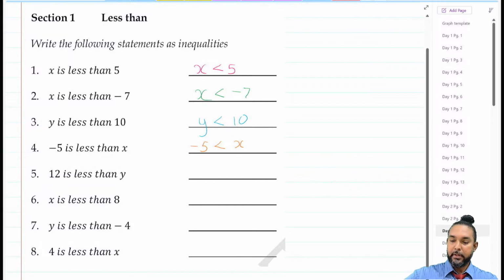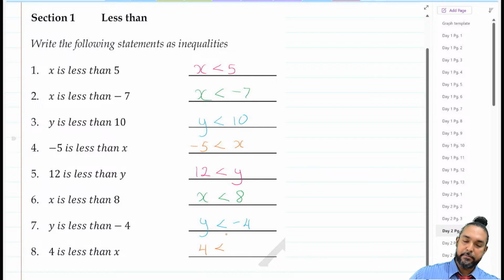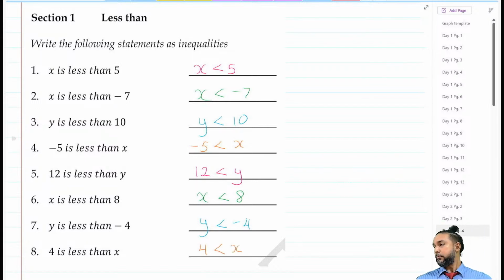Okay, we're going again. 12 is less than y. So we go 12, sorry, my bad. 12 is less than y. Then x is less than 8. What's the next one? Y is less than minus 4. And 4 is less than x. All right, in class people, we okay with that first batch there?